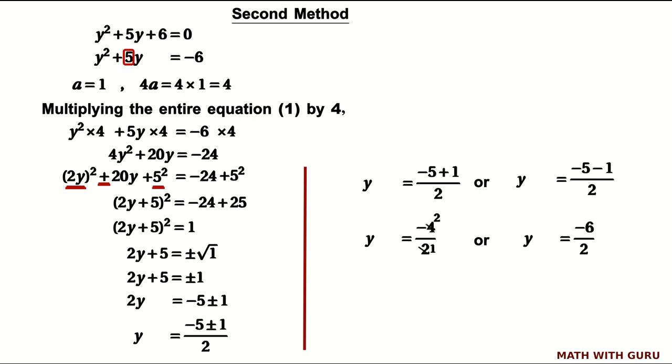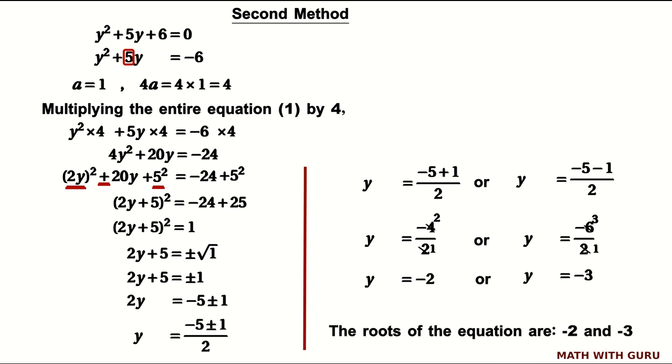2 ones are 2, 2 twos are 4. 2 ones are 2, 2 threes are 6. y equals minus 2 or y equals minus 3. The roots of the equation are minus 2 and minus 3.